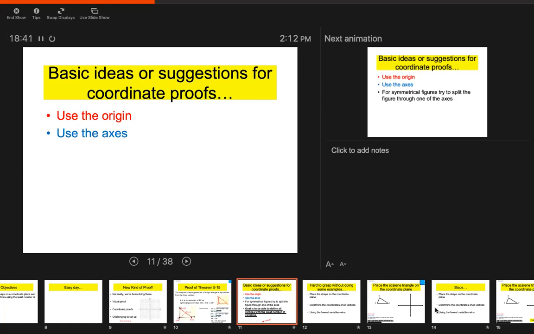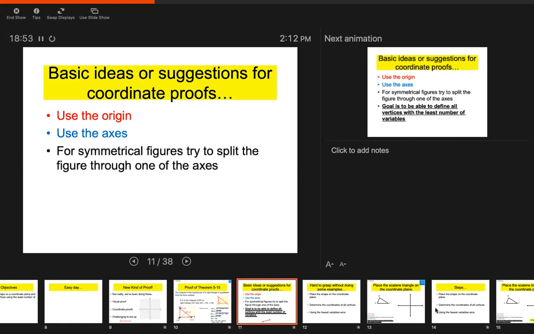The second thing is use the x and the y axis. Remember, on the x-axis, any y value is 0, and on the y-axis, any x value is 0. So we get more zeros. We like that. If the figure is symmetric, like an isosceles triangle, a right triangle, or an isosceles trapezoid, put it so that the x or the y axis cuts it in half at the line of symmetry. I'll do a couple examples, and you'll see why it makes your life a whole lot easier.